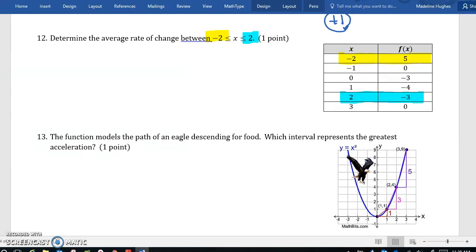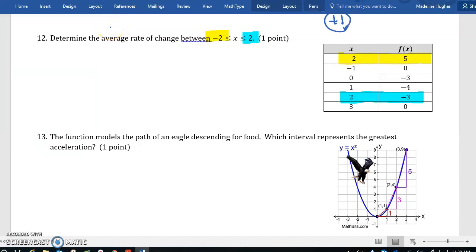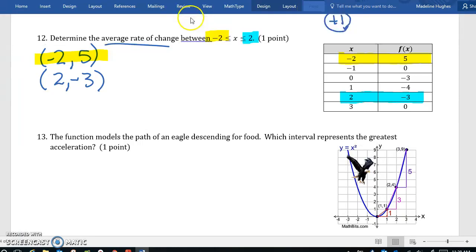Okay, so I'm finding the average rate of change, which is just the slope. So I'm going to find the change in y's over the change in x's. The average rate of change is the slope. Those 2 points, I'm just going to write -2, 5, and 2, -3. That was the yellow one, and here's the blue one that I highlighted for you.